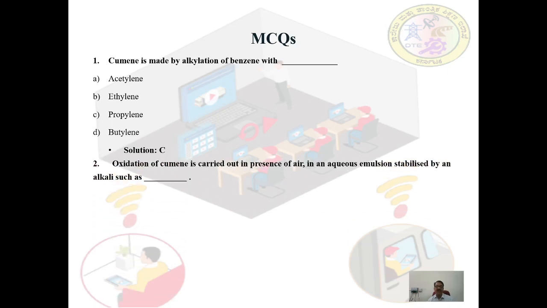Second question. Oxidation of cumene is carried out in presence of air in an aqueous emulsion stabilized by an alkali such as dash. Options are sodium chloride, option B sodium hydroxide, option C sodium carbonate, option D sodium sulfate. The option C is the right answer, sodium carbonate.